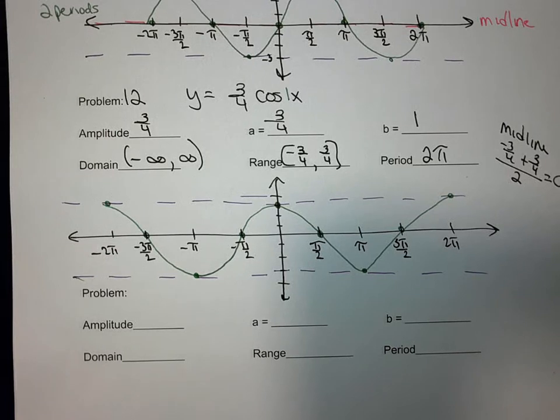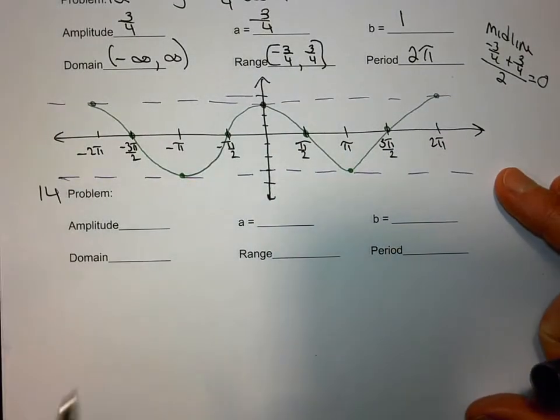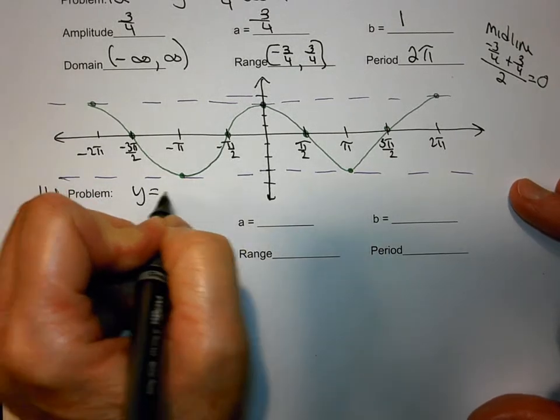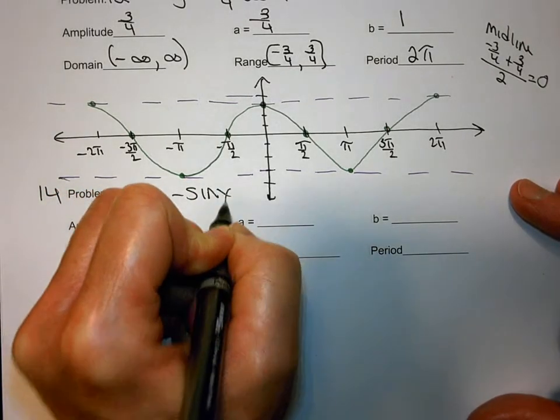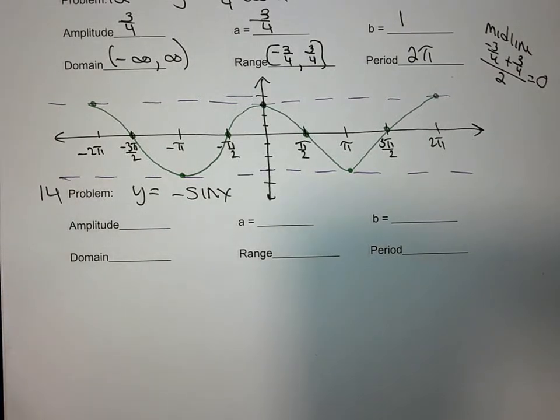Okay, number 14 is y is equal to negative sine of x. Now we haven't talked about reflections, so we'll talk about that after I get everything set up.